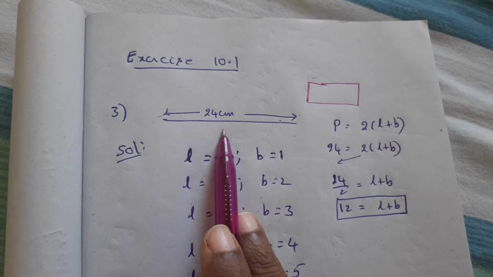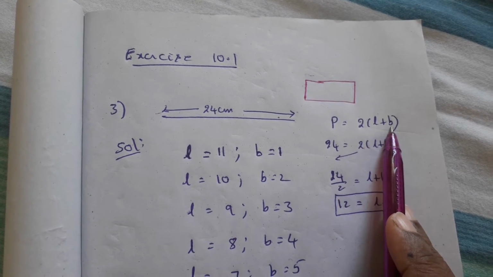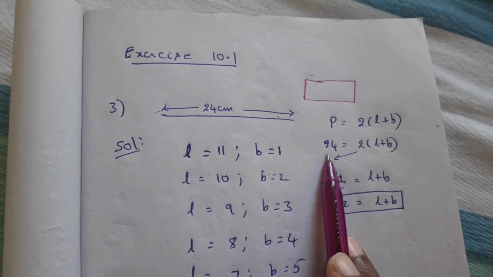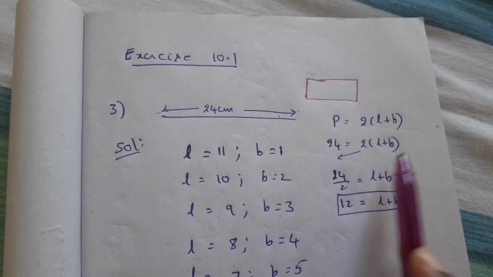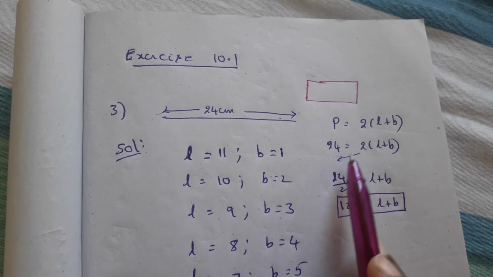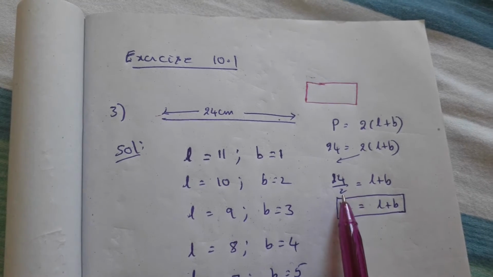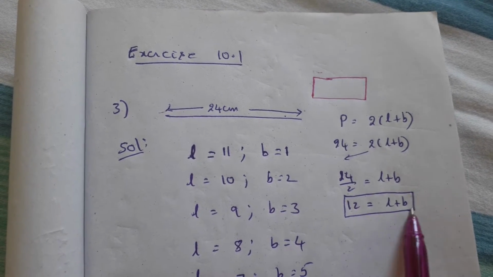And what did we learn? Perimeter P is equal to 2 into (L plus B). Now what is the perimeter? 24. So 24 centimeters is equal to 2 into (L plus B). On cross multiplication, that means when you bring 2 here, it becomes 24 by 2 is equal to L plus B. That is 12 is equal to L plus B.